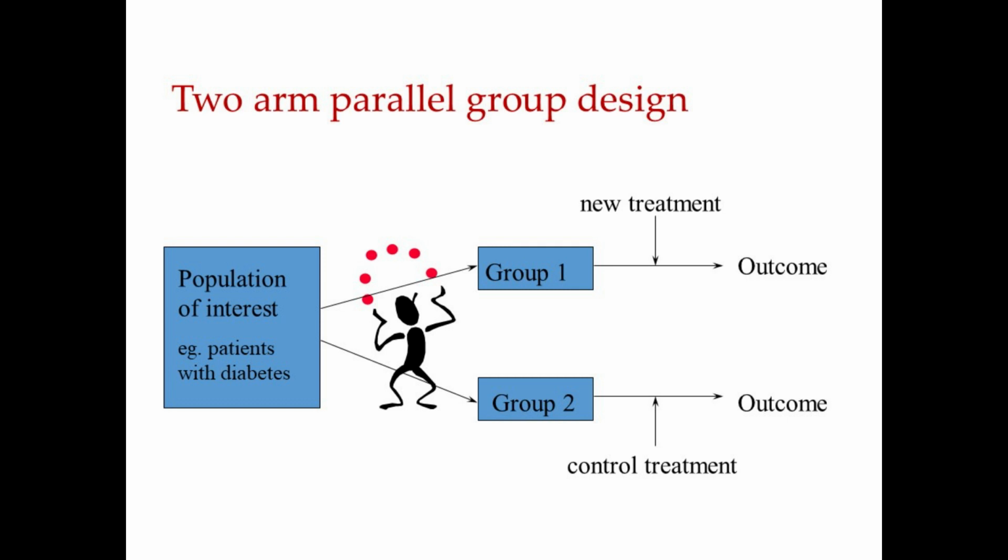The most common study design for a randomized controlled trial is a two-arm parallel group design. Here, the population of interest, which could be patients with diabetes, are randomized into two groups. The first group gets the new treatment or the new intervention, which could be some new diet with exercise, and the second group gets a control treatment, which could be some form of educational leaflet about diet and exercise.